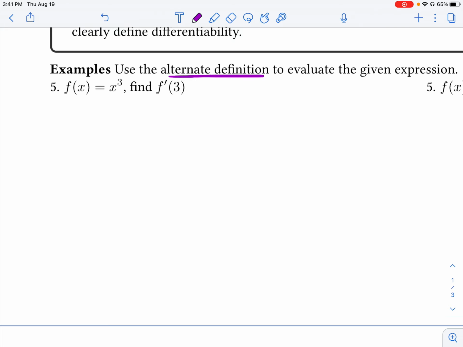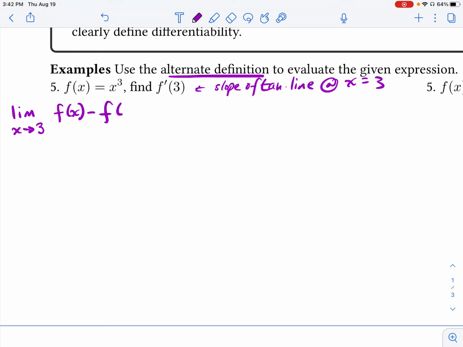So let's use the alternate definition to find the slope of the tangent line at this point, also known as f prime of 3. So I'm going to write that. It's the slope of the tangent line at x is equal to 3. All right? So what we're going to do, we're going to find the limit as not h approaches 0, but as x approaches c. And what is our c value here? It's 3. So we're going to write f of x minus f of 3, all of this over x minus 3.